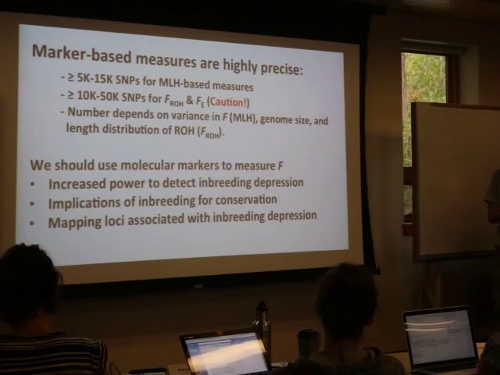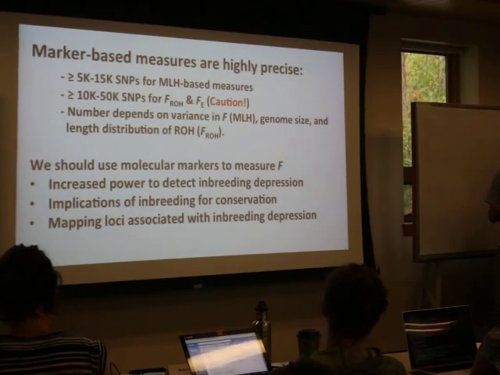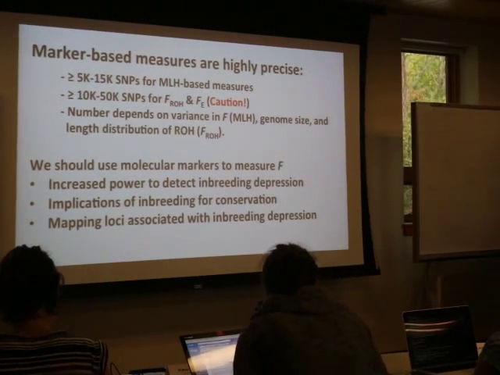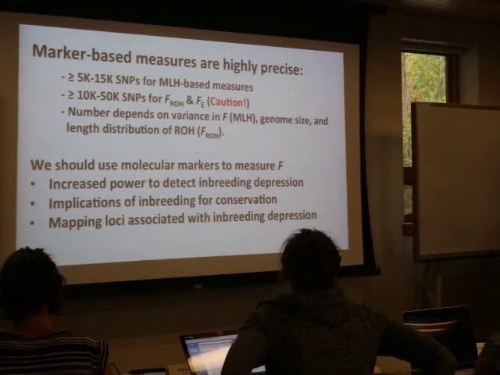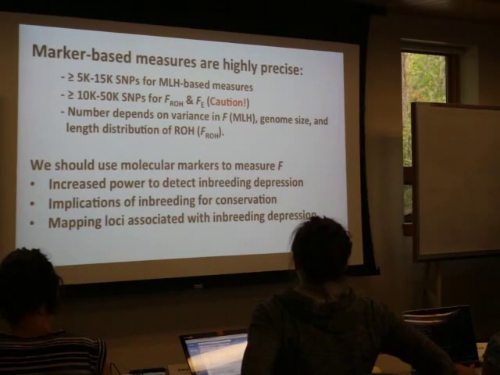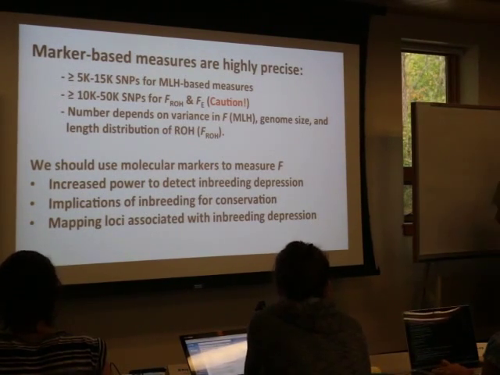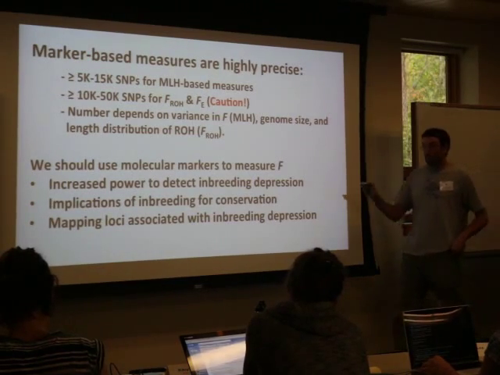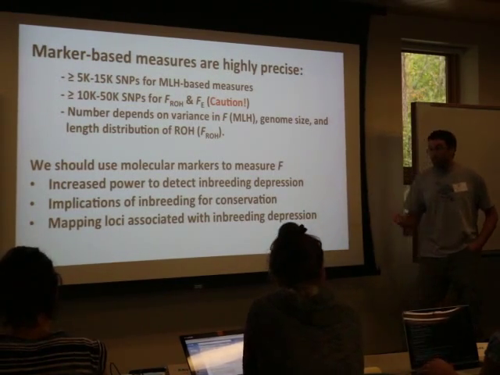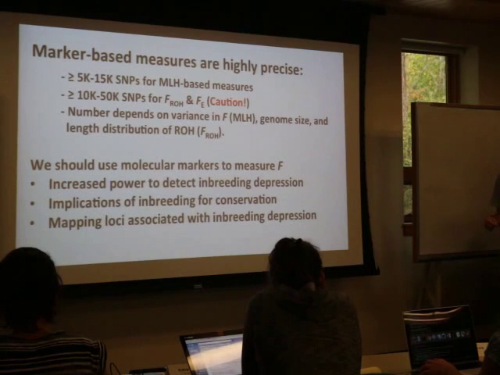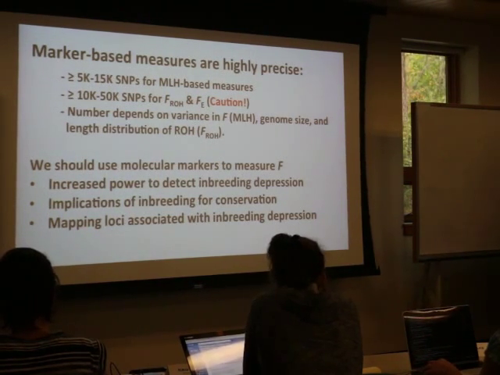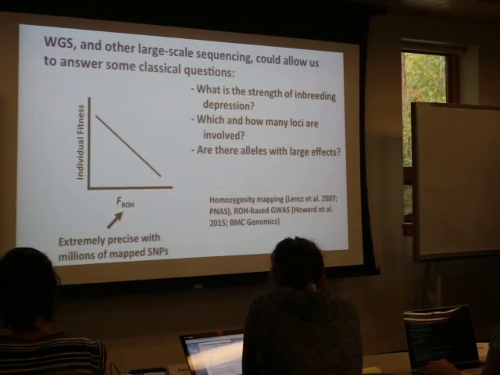So basically, the empirical results that have been published and the simulation results all suggest that we should really concentrate on using genomic measures of individual inbreeding, either instead of using pedigrees or in addition to using pedigrees. We should be able to more precisely estimate the effects of inbreeding on fitness in natural populations using molecular measures, and it will also allow us to begin to try to map loci associated with inbreeding depression.